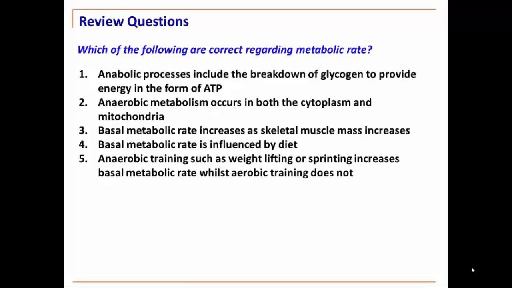Number 3, your basal metabolic rate increases as skeletal muscle mass increases. That is correct. Your basal metabolic rate is influenced by diet. That is correct. For example, starvation can decrease your basal metabolic rate by up to 30%. Anaerobic training, such as weightlifting or sprinting, increases your basal metabolic rate, whilst aerobic training does not. That's incorrect. They will both increase your basal metabolic rate.